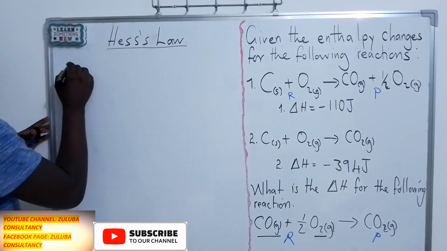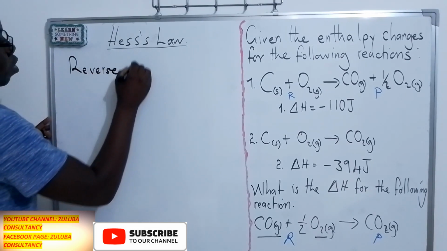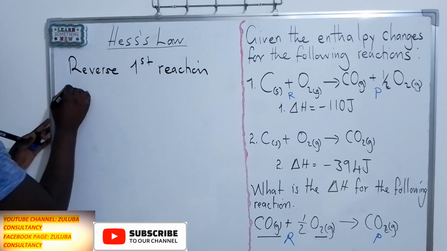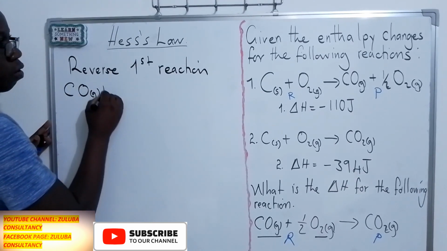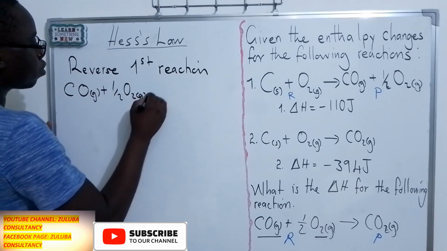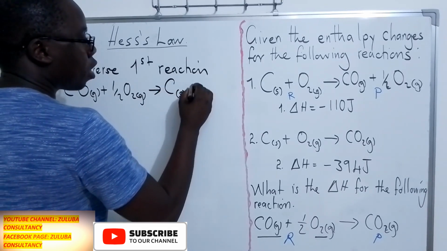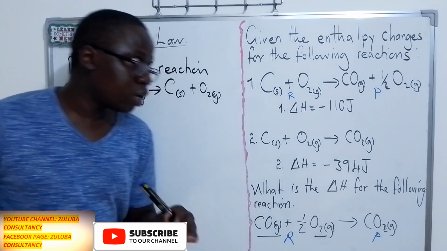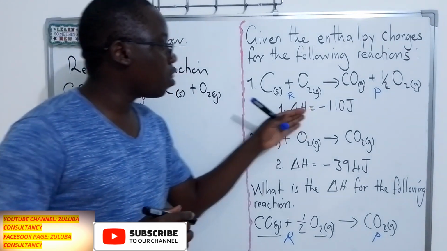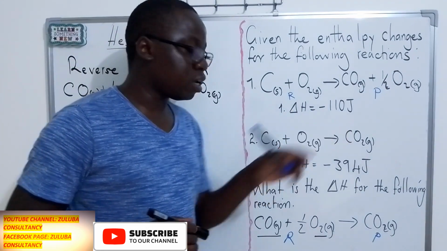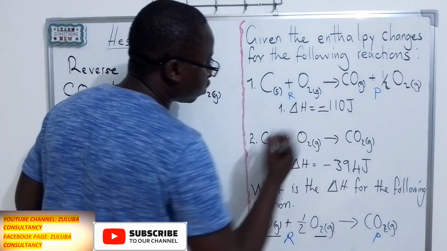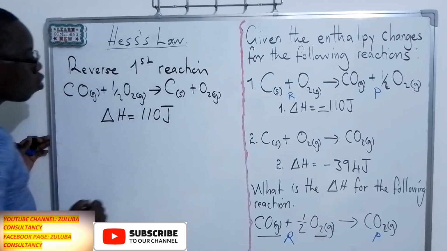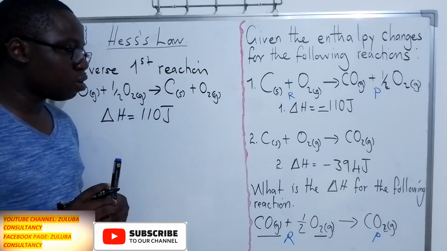So let's see, if we reverse the first reaction, what will happen? So we'll have carbon monoxide reacting with half of oxygen gas to give us solid carbon and oxygen gas. Now, when we are applying the knowledge of the enthalpy change, when you reverse the reaction, you also reverse the enthalpy change. In this case, the enthalpy change was negative. It simply means the enthalpy change at this point will become positive. So we'll have positive 110 joules as the enthalpy change of this reaction.